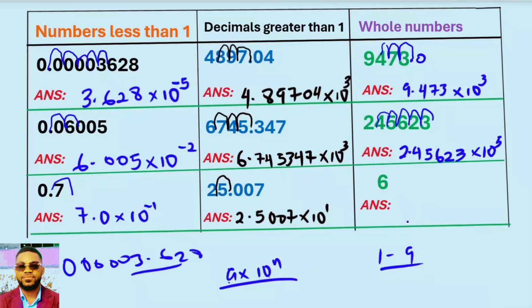And that is very, very simple. We are going to get 6 times 10 exponent 0. The reason is that any number exponent 0 is 1. So 10 exponent 0 is 1, and 1 times 6 is the same as 6. So that is how we can write this one in standard form. That's very, very tricky. Take note of that.